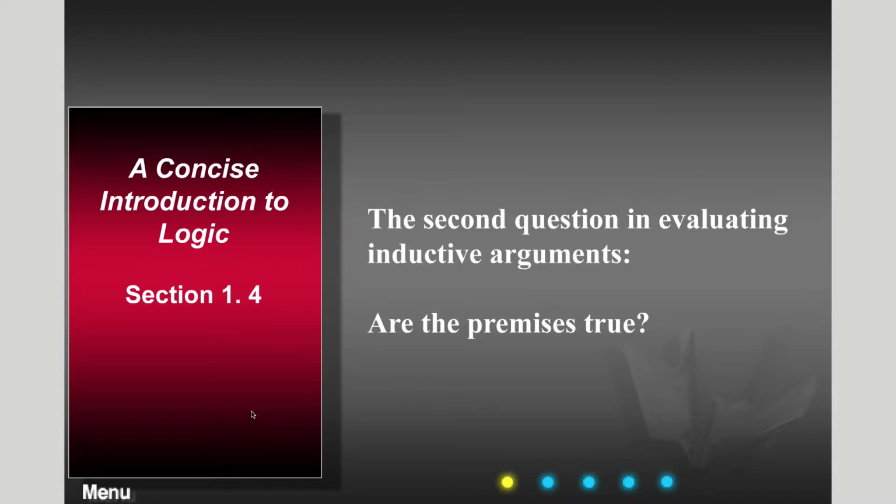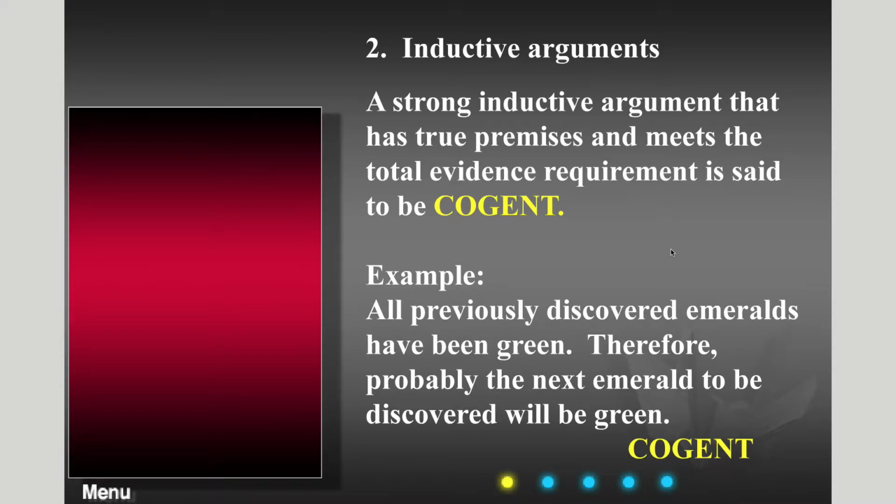Section 1.4. The second question, though, just as in deductive arguments, are the premises true? A strong inductive argument that has true premises and meets the total evidence requirement, that is, have we left anything out, is said to be cogent. So, for example, all previously discovered emeralds have been green, therefore probably the next emerald to be discovered will be green. We know that this is a strong argument, and therefore now we ask, is this true? Have all previously discovered emeralds been green? Yes, that is the case. Therefore, probably the next emerald to be discovered will be green. It is a cogent argument.